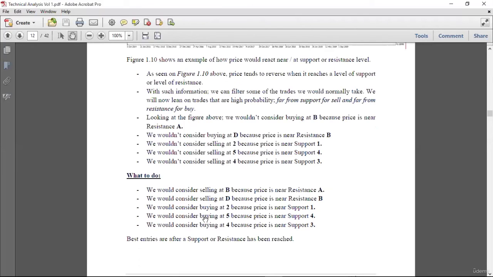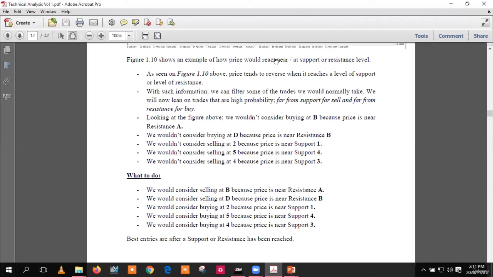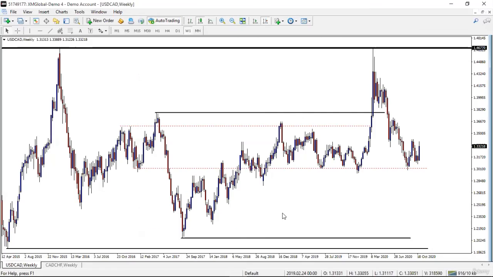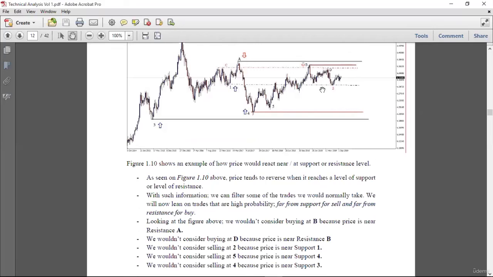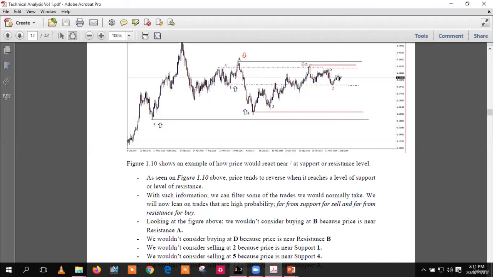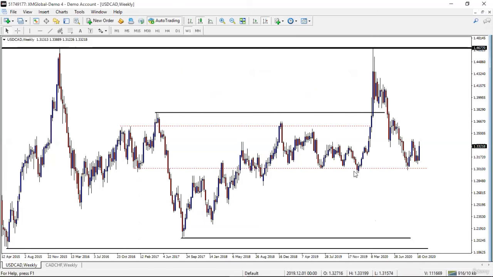We would consider buying at 2 because price is near support 1. So 2 is actually this one here. We would consider buying around this price, which is where it is currently at. See, that's where you would consider buying. In fact, that's another double bottom here. Neckline break there. You can look for those buying options going up probably to that high.